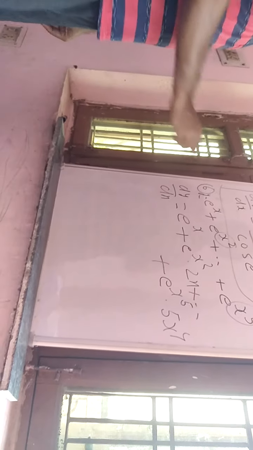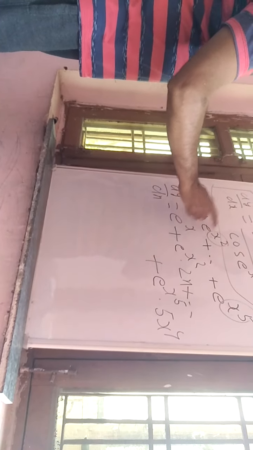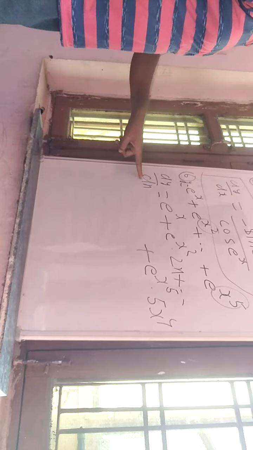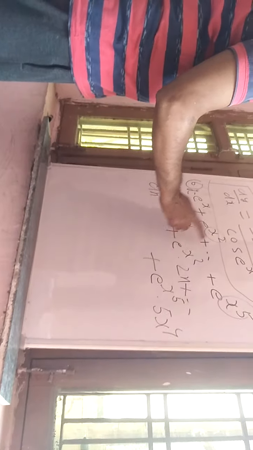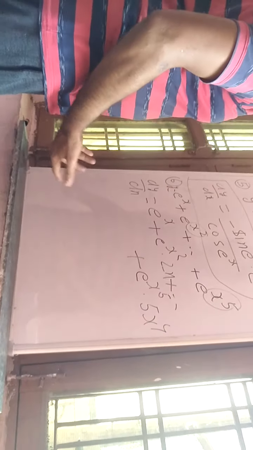First of all, we have to write y equal to e to the power x plus e to the power x square plus dot dot e to the power x to the power 5. This is addition form, so dy by dx is e to the power x plus e to the power x square into 2x, dot dot, e to the power x to the power 5 same to same, and this is 5x to the power 4. It is clear. Fifth or sixth question is complete.